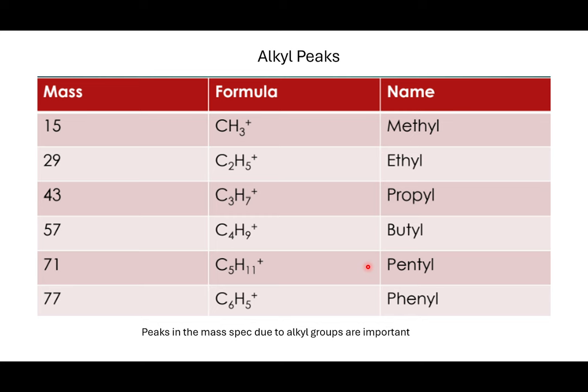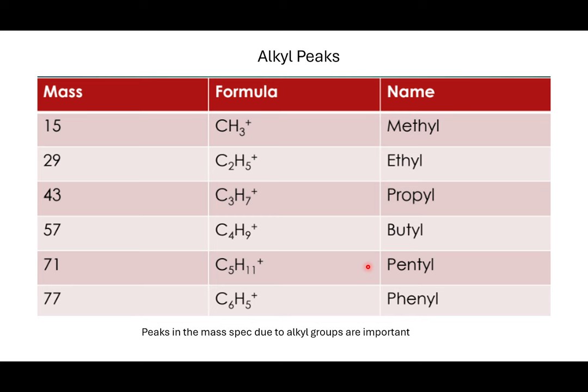So the methyl ion is going to have a mass of 15. The ethyl ion is going to have a mass of 29. The propyl ion is going to have a mass of 43. 57 is going to be for our butyl. Our pentyl is going to be 71. And our phenyl is going to be 77. So we have that there. These are the masses for the different types of peaks.